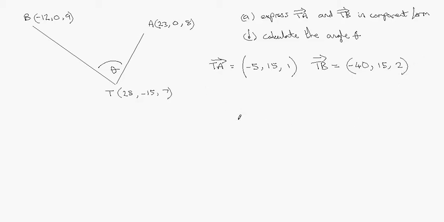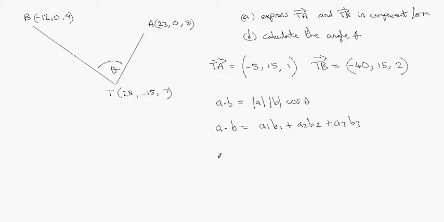And then for part B, to calculate the angle theta between the two vectors TA and TB, we can use the dot product. If you look at your formula sheet, A dot B is equal to the magnitude of A times the magnitude of B times the cosine of the angle between. And also the dot product A dot B is defined as A1 B1 plus A2 B2 plus A3 B3, where A and B are two column vectors with the components A1, A2, A3, B1, B2, B3.